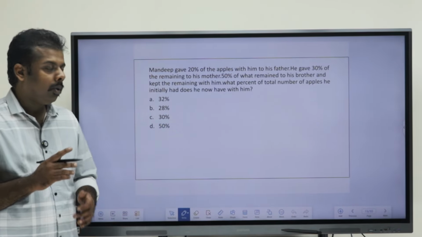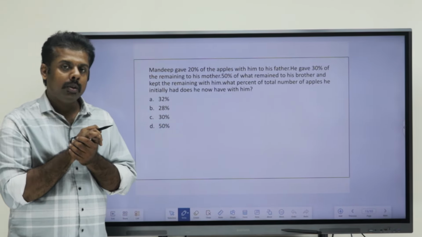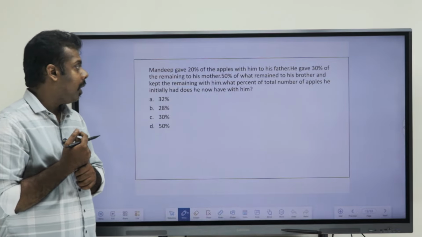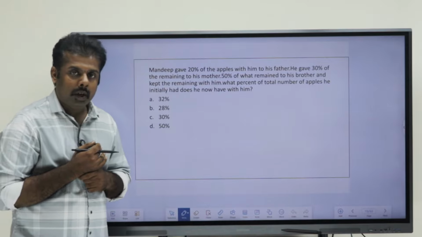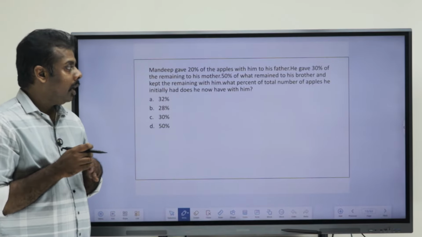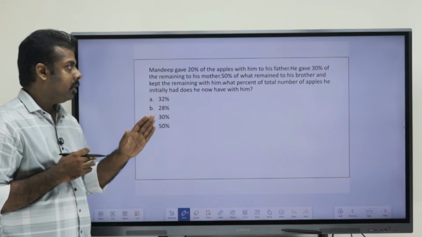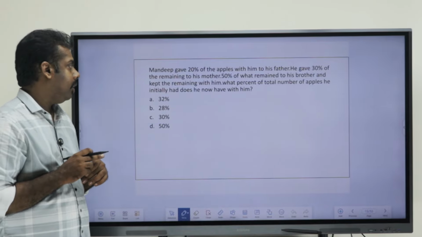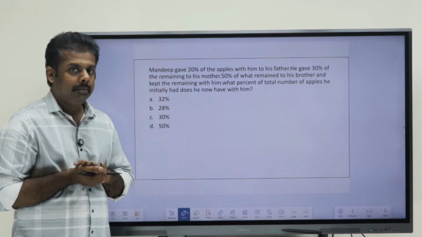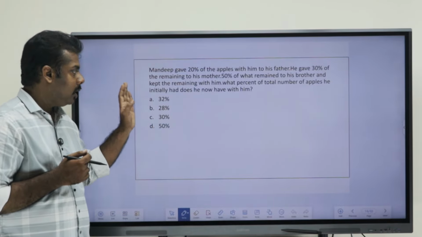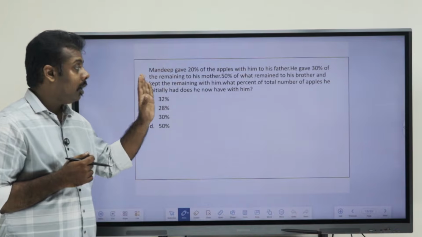Now, this is also an important question. First, we will just go through the question. What they have told: Mandeep gave 20% of the apples with him to his father. Then he gave 30% of the remaining to his mother, 50% of what remained to his brother, and kept the remaining with him. So, what percentage of the total number of apples he initially had does he now have with him?